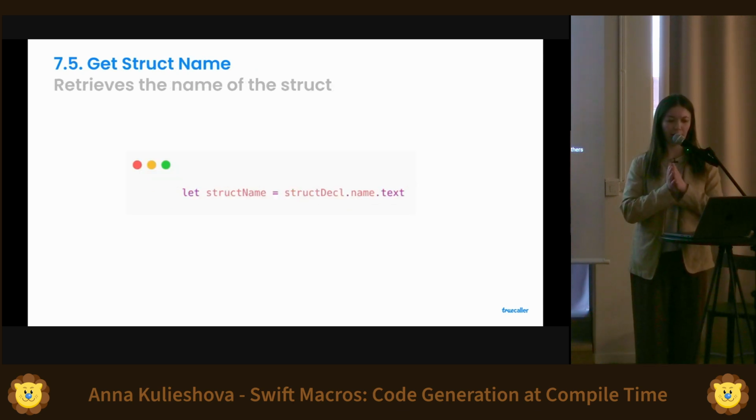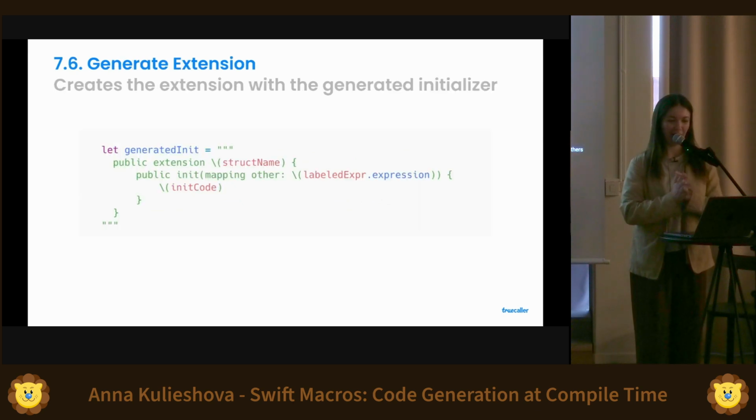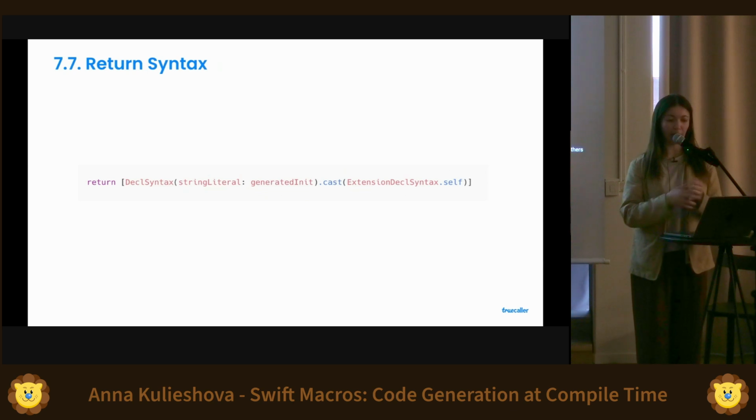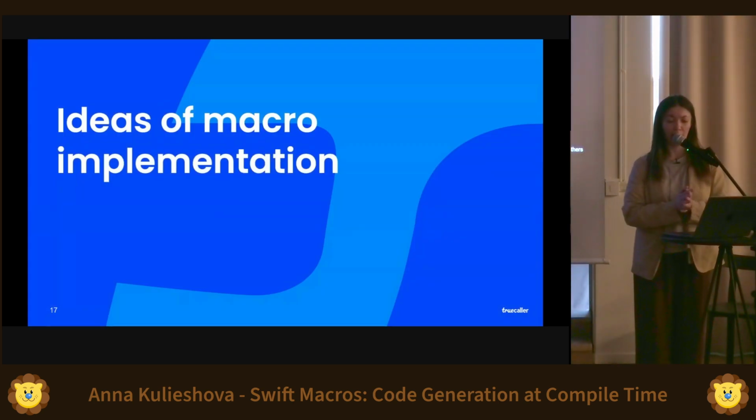Here we need to get the name of our struct that the mapper is attached to. In our case, it's UserDTO. And then here is the core of our implementation. Here we are generating the extension and adding our mapping logic. And then we just return it as declaration syntax, and that's it. It's as simple as that.